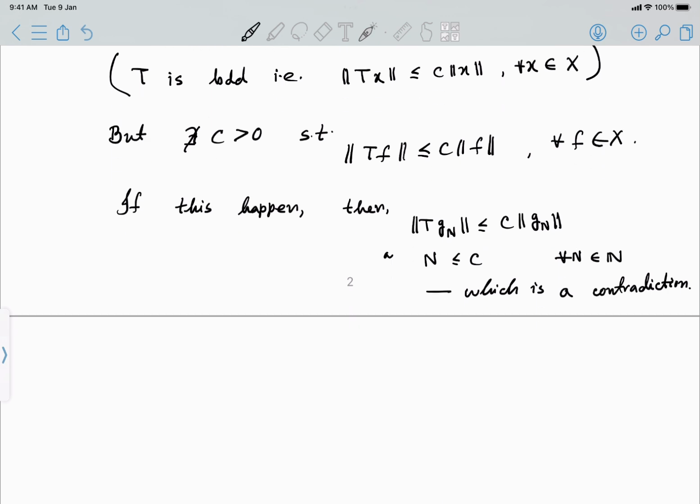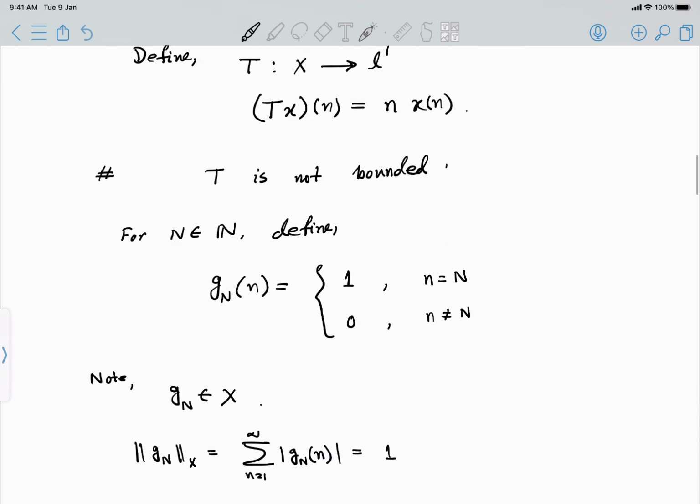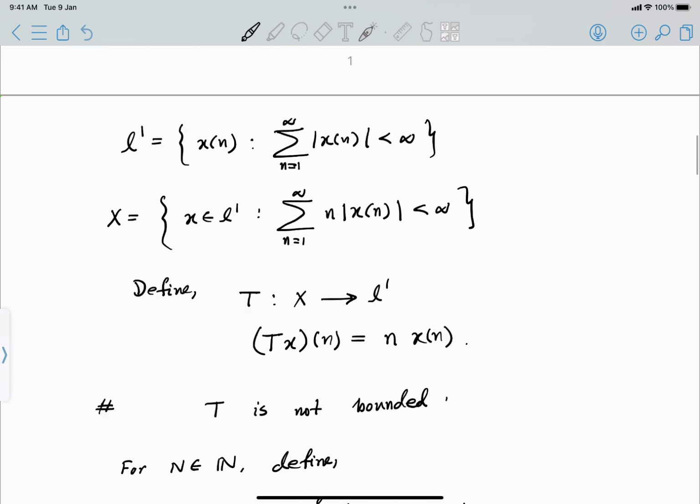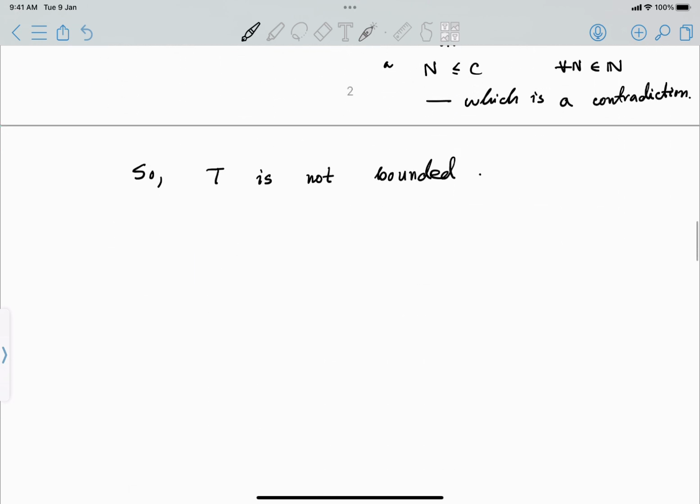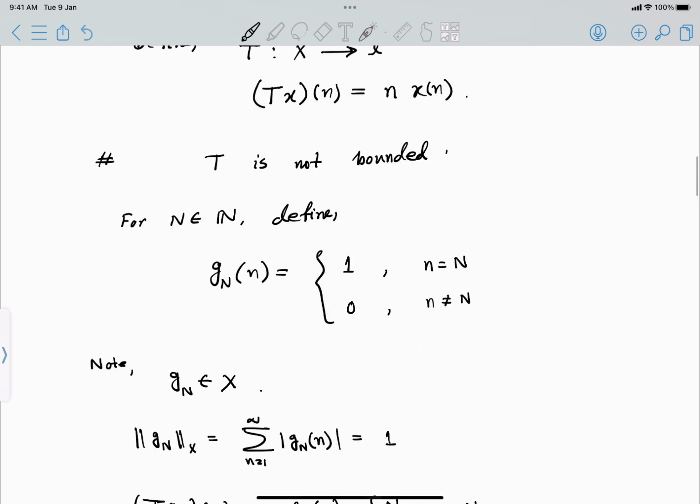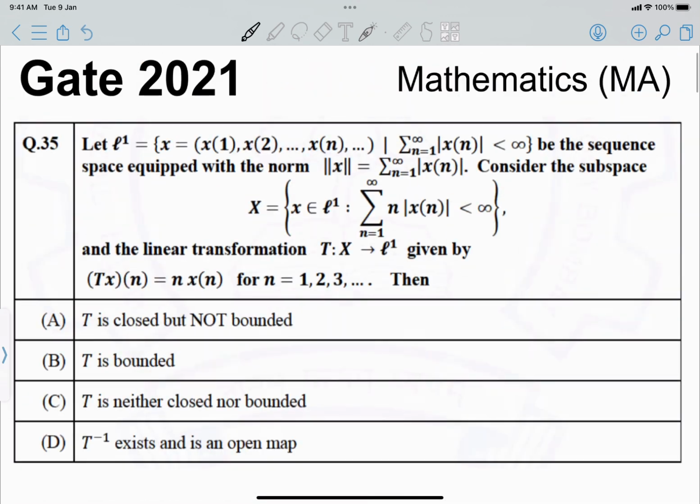So which implies there cannot exist a positive C so that this will happen, which implies T is not bounded. So this linear operator is not bounded. Now we have to check whether this is closed or not. Okay, so let's check.